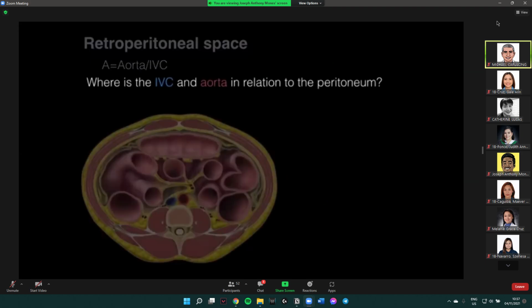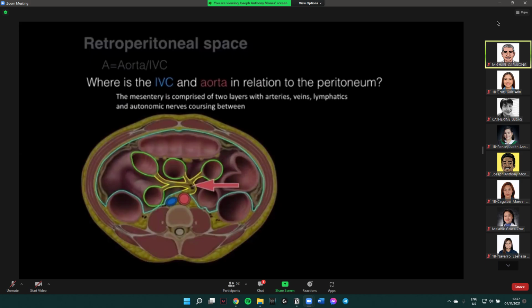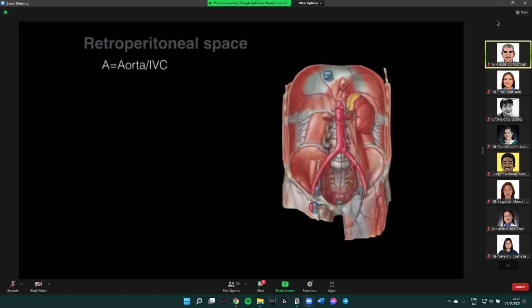And so where are the inferior vena cava and aorta in relation to the peritoneum? Some quick review. There we've got all the peritoneum, and behind it, we have the aorta and the inferior vena cava. What happens then is the mesentery is those two layers, and it takes all the arteries, veins, lymphatics, and autonomic nerves in the two layers of the mesentery, from the retroperitoneal space to all the different organs.